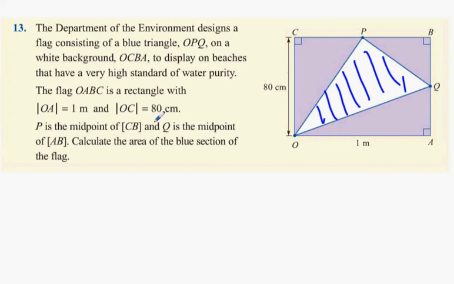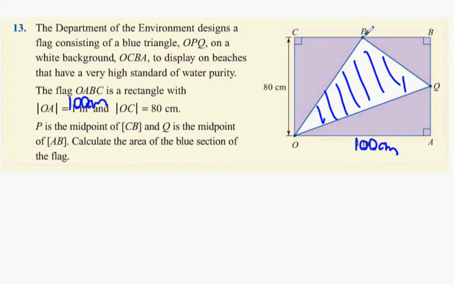And what I immediately don't like is the fact that one of them's measured in meters and the other one's measured in centimeters. That's not good. So I'm going to correct that right away and change 1 meter into 100 centimeters. Or somebody else could have chosen 0.8 meters. You can do it two ways. I'll choose centimeters, okay? P is the midpoint of CB.